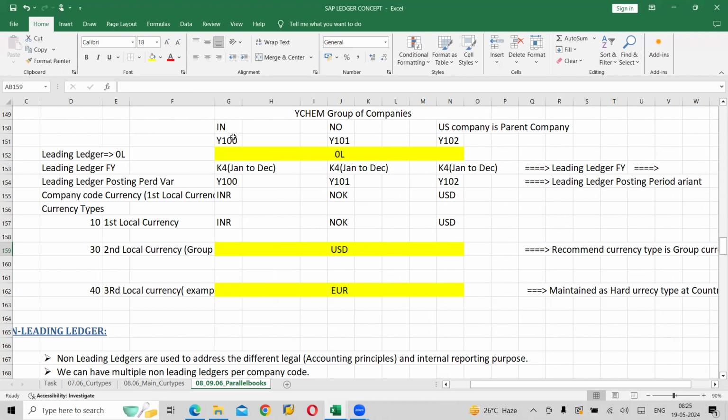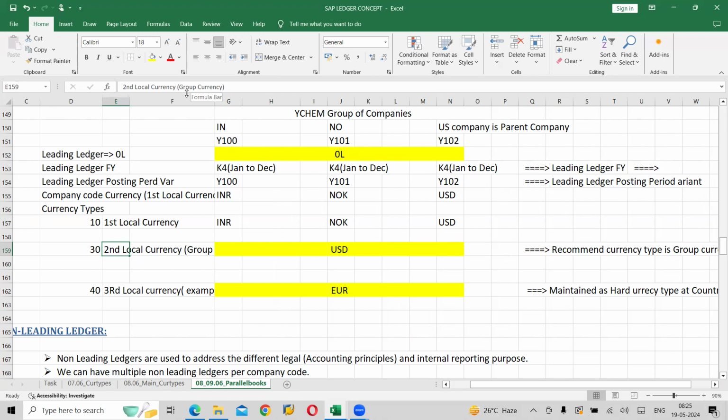For Y100, I can follow the 0L ledger with INR, for Y101 I can use the Norway currency NOK, and for Y102 we can use USD. So the first currency is nothing but your local currency or company code currency. Don't forget, the leading ledger currency is always the company code currency. The 0L ledger will be assigned to company codes by default. And the second currency, 30, is nothing but the second local currency. We call it the group currency.